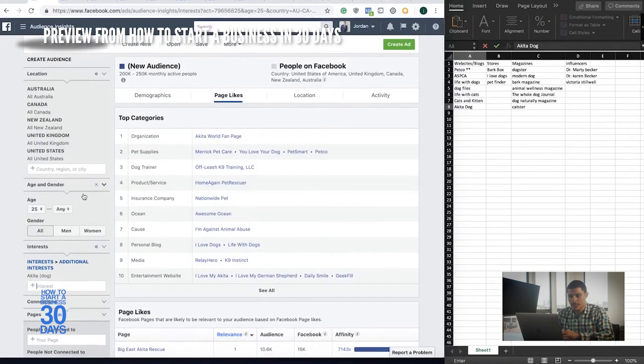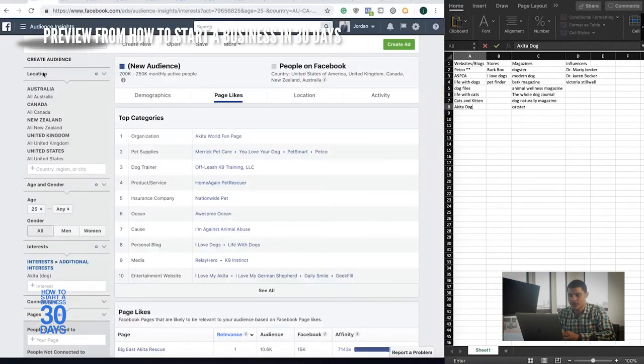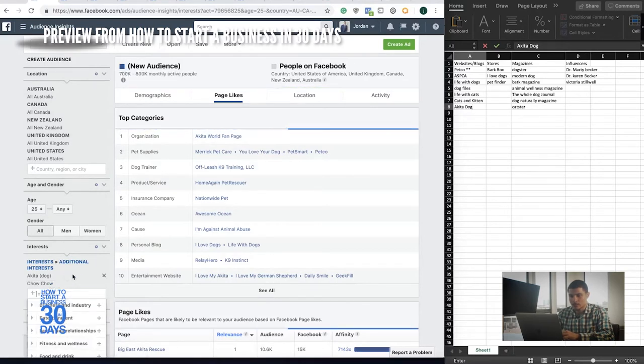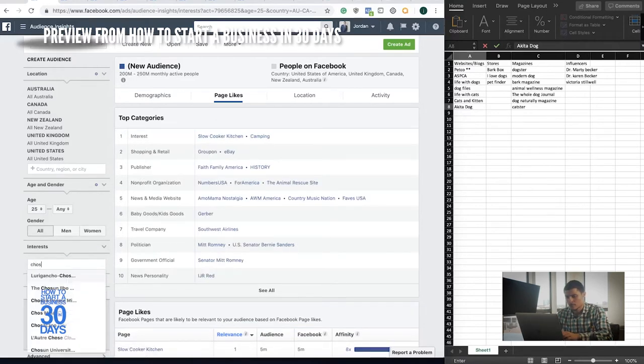Let's see what we got. Akita dog, 250,000. That's actually a good one. Akita World. So let's go back to our dogs that shed the most. Chow Chows. Chow Chow. Chow dog. Nope, they don't have anything related to chows.